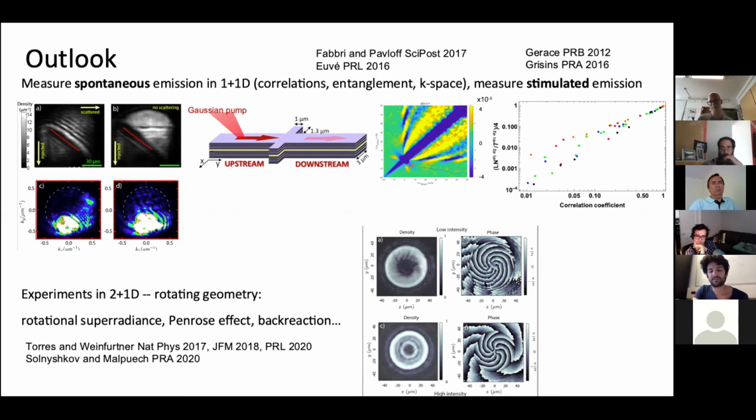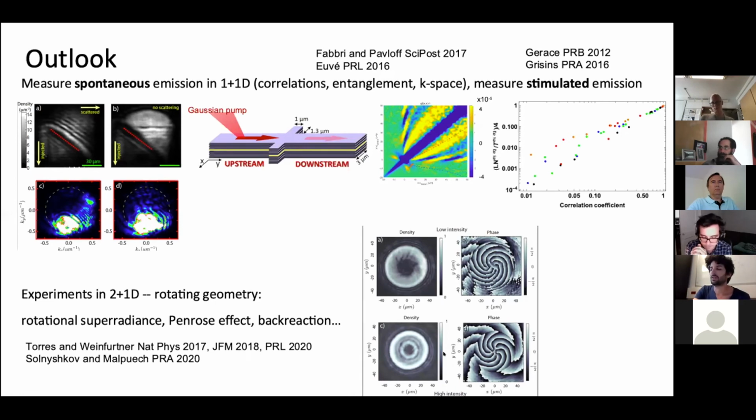And this would allow us to study in a polariton system effects such as those that have been seen in Silke's group. We had a very, very nice talk earlier, and this has been one of the main inspirations for the group here, which we will be into.